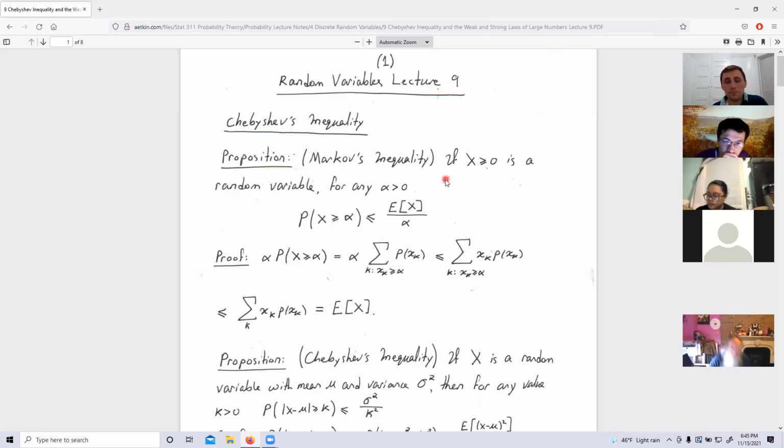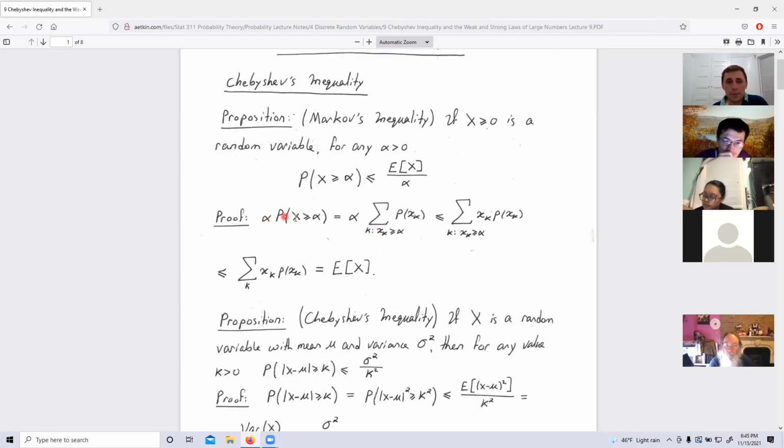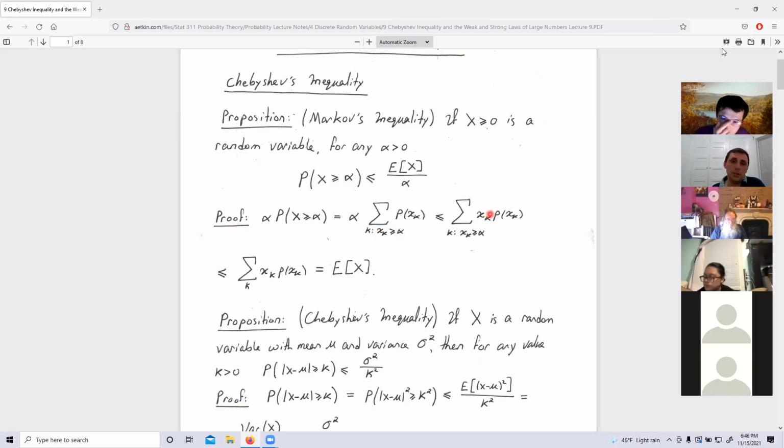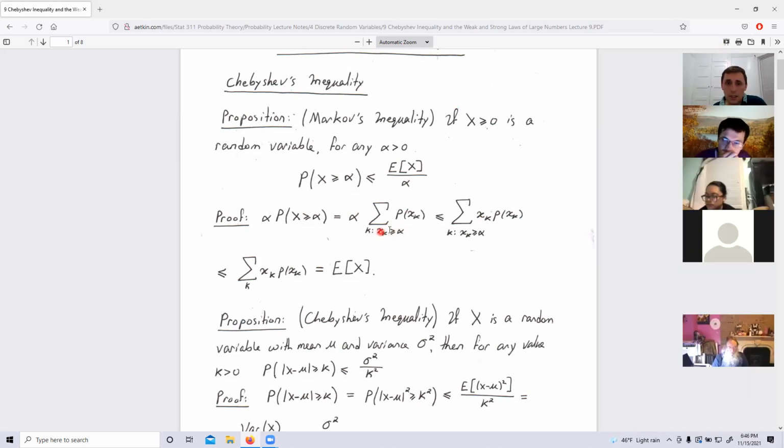So how do we solve that? Well, we consider alpha times the probability x bigger than or equal to alpha. That's alpha times the probability of all the x's that contribute a value more than alpha, right? And if all the x's contribute a value more than alpha, then if I replace each of those alphas by the corresponding xk, I only increase this number. You agree? Because if I multiply by xk and not by alpha, I only make it larger. So I get this, right?